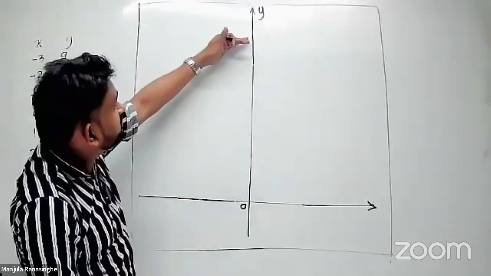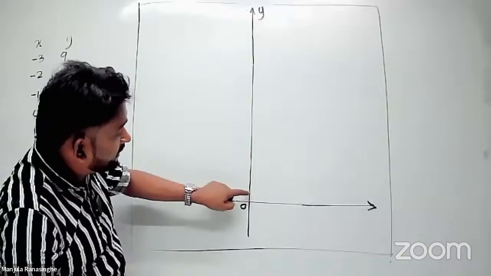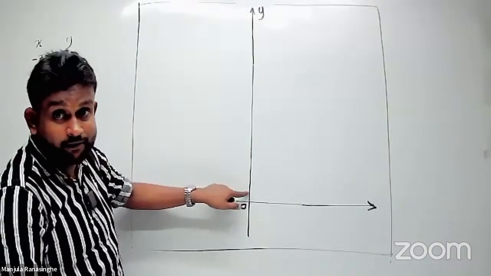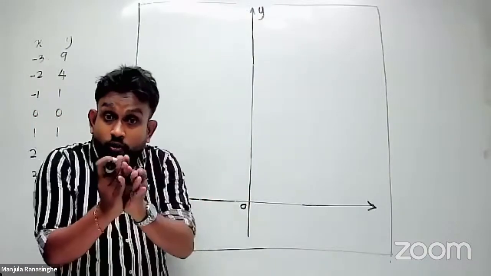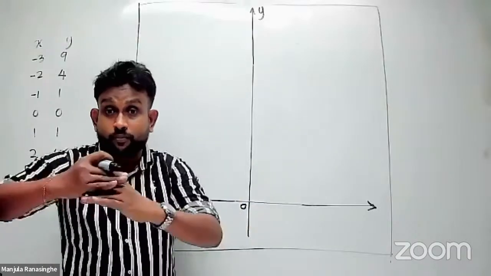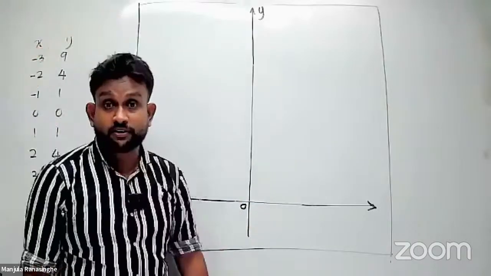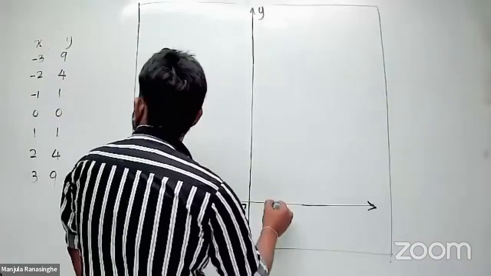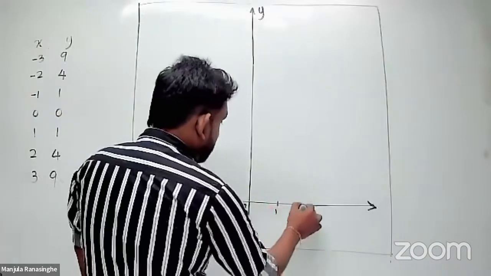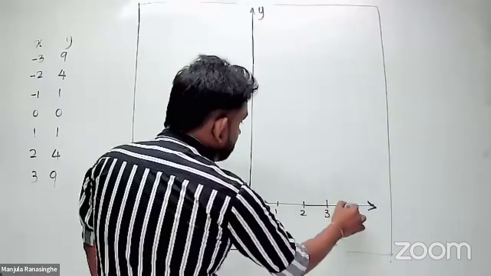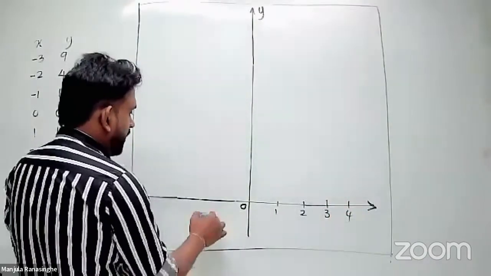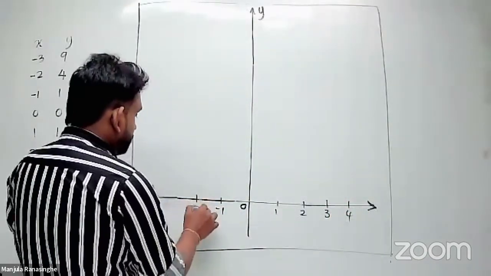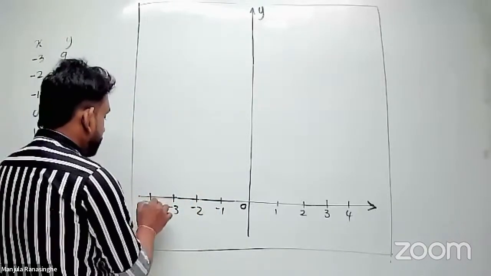Some people make mistakes, starting from here and coming 2 by 2, leaving one box there. Right, that is wrong. So from 0 go to the terminal. From 0 go to the top and bottom in this way. Right, 0 here, then 1, 2, 3, and I make one additionally more. So -1, -2, -3, -4.